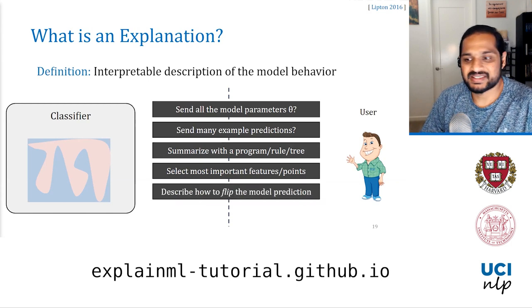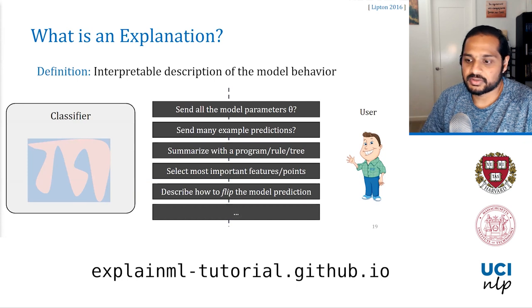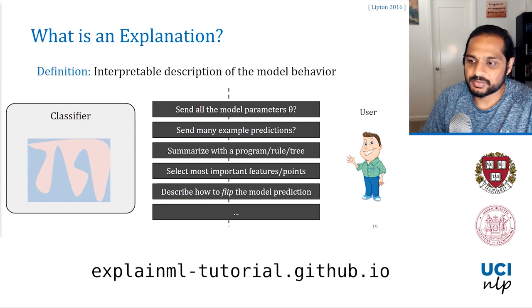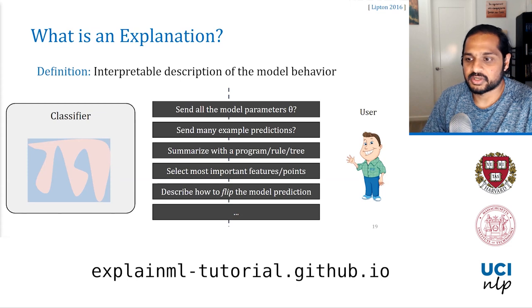We'll be seeing a lot of that. Describe how to flip the model prediction. Maybe that's another way to describe the behavior of the model to the user, and so on, right? So there are lots and lots of different ways to do this. And I'll point you to Zach Lipton's paper from a couple of years ago that talks a little bit about what is interpretable, what is not, which is a key aspect of what makes a good explanation and what doesn't.